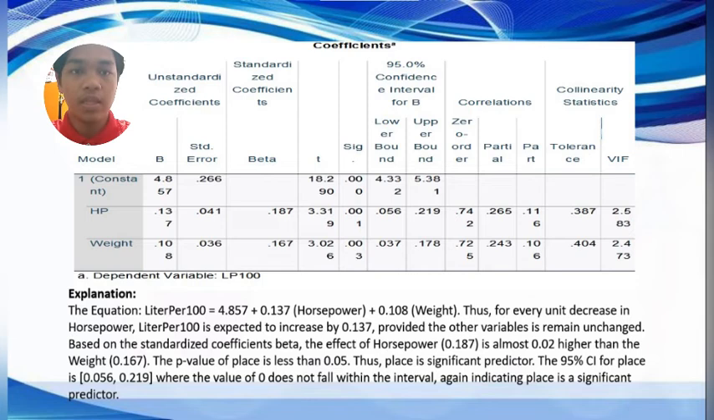The 95% CI for place is 0.056 and 0.219, where the value of 0 does not fall within the interval, again indicating place is a significant predictor.